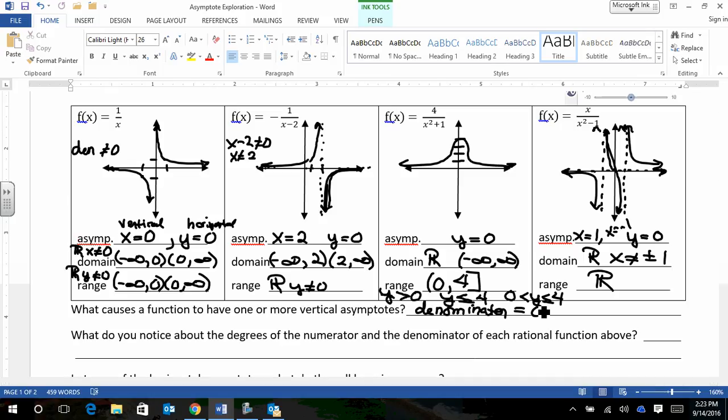Now, what do you notice about the degrees of the numerator and the denominator of each of the rational functions? What's the degree of the denominator of this one? X to the first, okay? And this is like an x to the 0, right? Because anything to the 0 power is 1, okay? So we have a 0 over 1 for our powers. What do we have here? 0 over 1 for our degrees. What about this one? 0 over 2, and this one? 1 over 2. Okay, in each case, where was the bigger degree? The denominator, okay? So the denominator had a higher degree than the numerator.